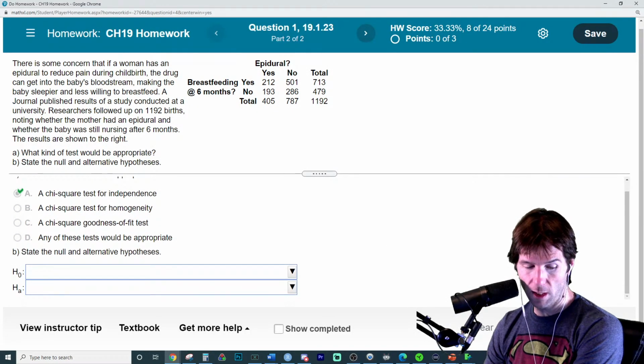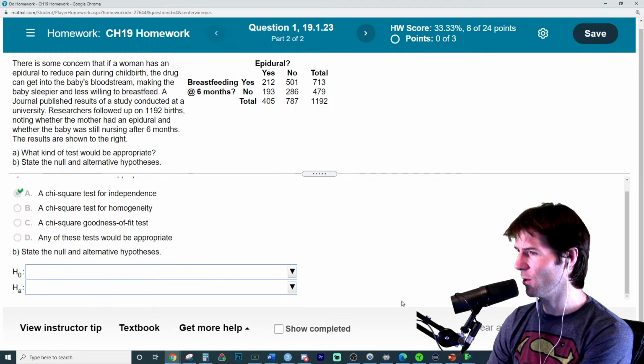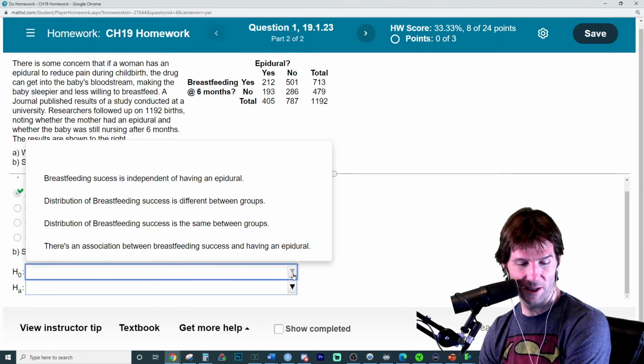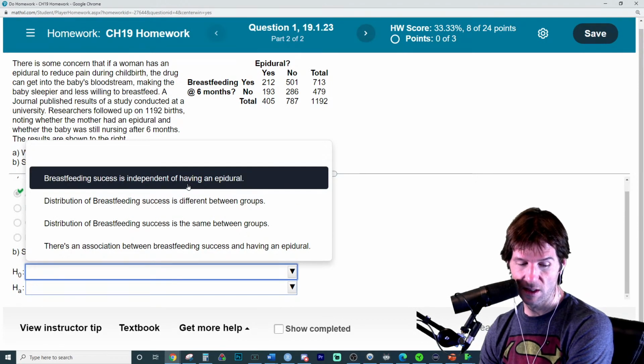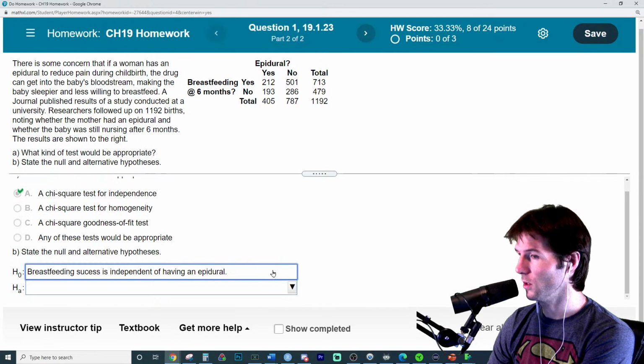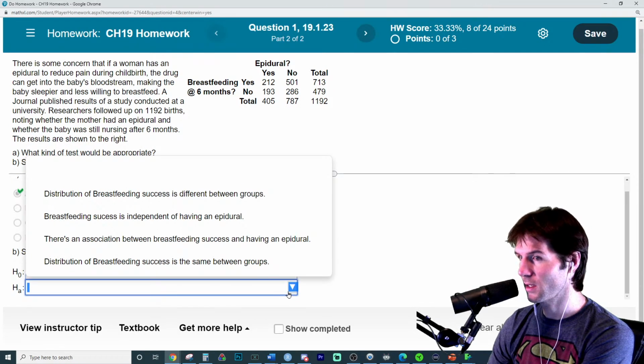And so continuing on, it says, what's the null hypothesis? The best one right here is independence. Yep, we already know the null is going to be independence. Great job, Jillian. There we go. Breastfeeding success is independent of having an epidural. Good stuff. And then the alternative would probably be not independent, but I think they're going to rephrase it.